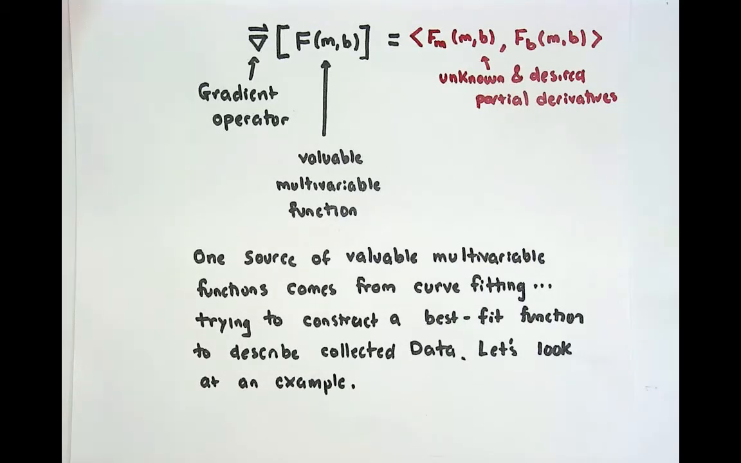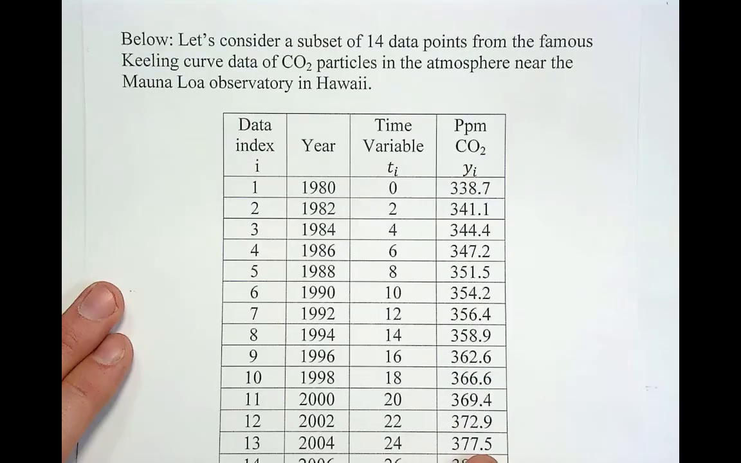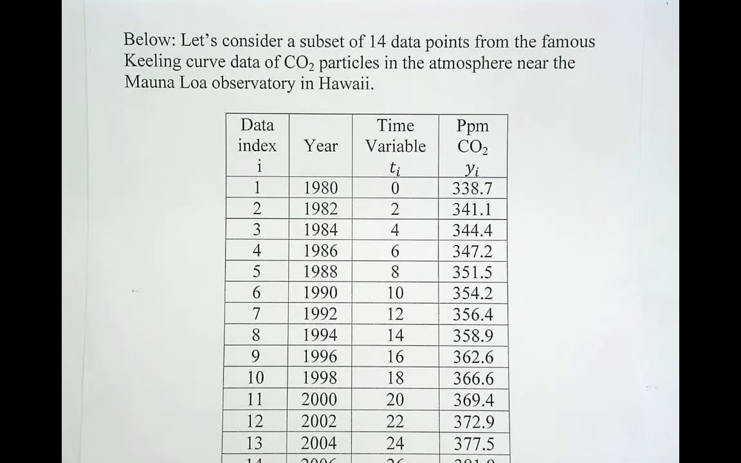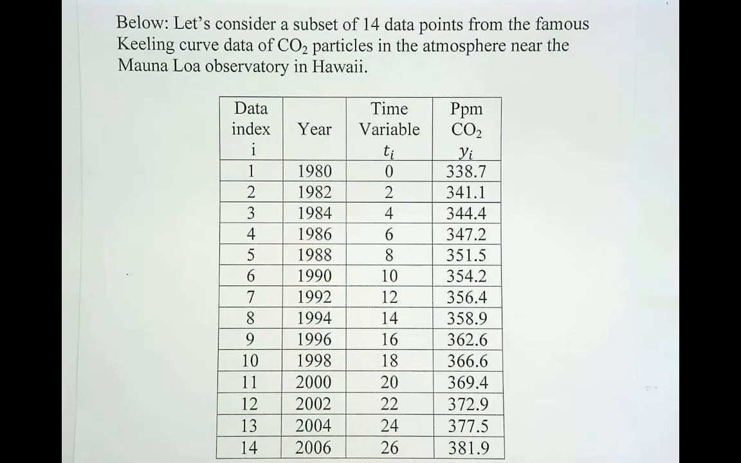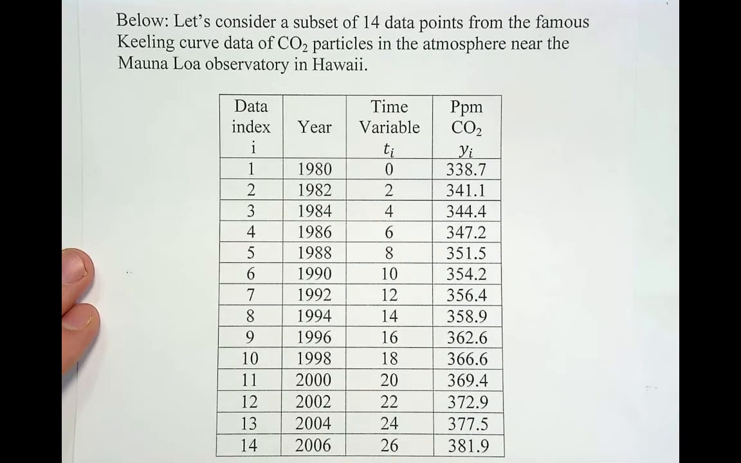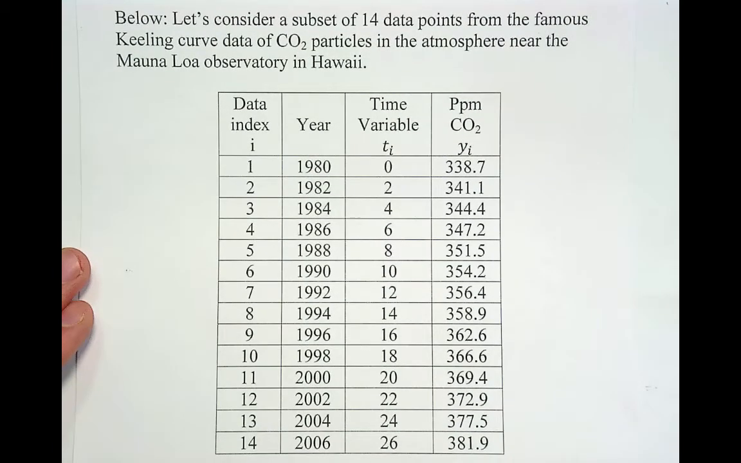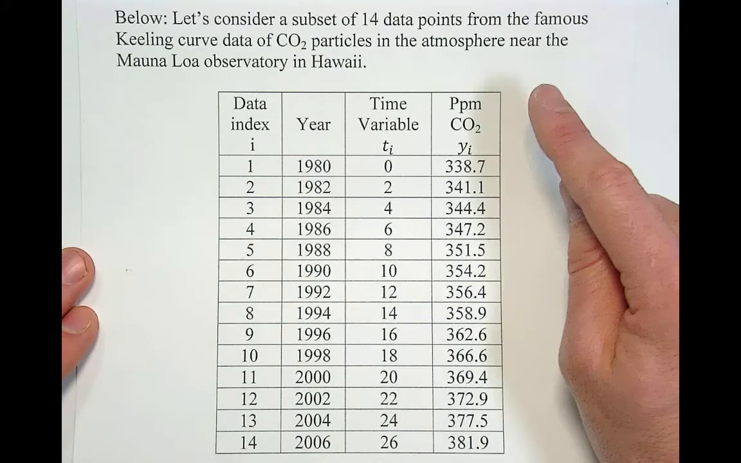All right, we're going to take a look at an example that has some relevance to today's political conversations, which is to talk about the number of CO2 particles observed at the Mauna Loa Observatory in Hawaii. This is a very, very famous data set known as the Keeling curve. You can Google search that if you're very excited about life and math. Here I'm going to take a subset of 14 data points.